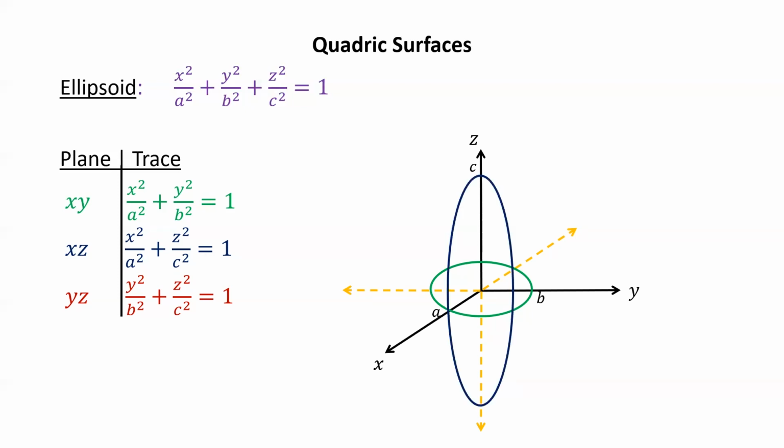We're going to do the same thing for the blue one, this time in the xz plane. Notice how we use A and C when sketching this ellipse. The vertices are at A and negative A along the x-axis, and the vertices along the z-axis are at C and negative C. And one more, when we sketch that red one in the yz plane, we get this ellipse, which passes through B and negative B on the y-axis and C and negative C on the z-axis. By sketching these three traces, we get a nice three-dimensional picture of the ellipsoid.